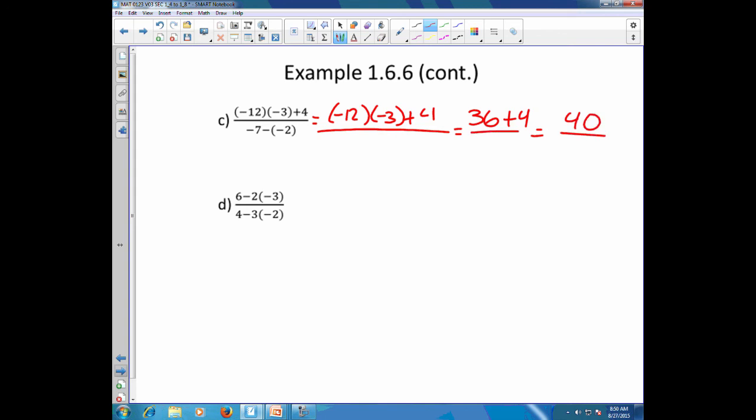In the denominator, we have negative 7 minus negative 2. Well, minus negative 2 just means negative 7 plus 2. And now they have opposite signs, so we subtract the numbers. 7 minus 2 is 5. And keep the sign of the one with the biggest absolute value, so that's negative 5. And now finally we can divide. 40 divided by negative 5 is going to give you negative 8.